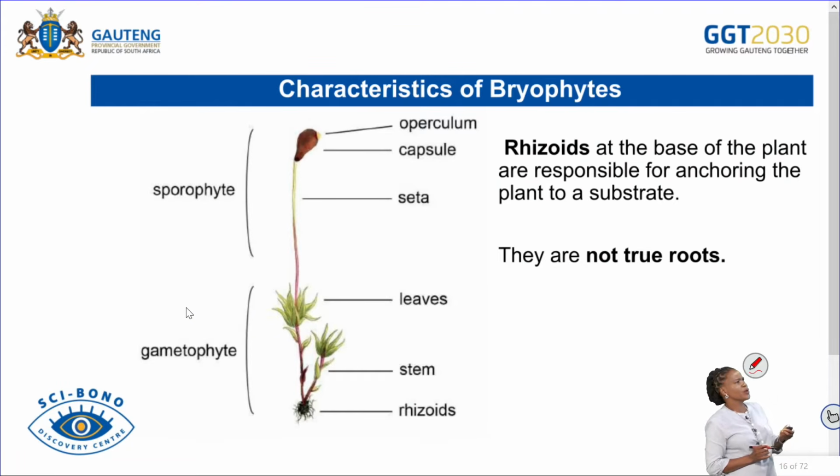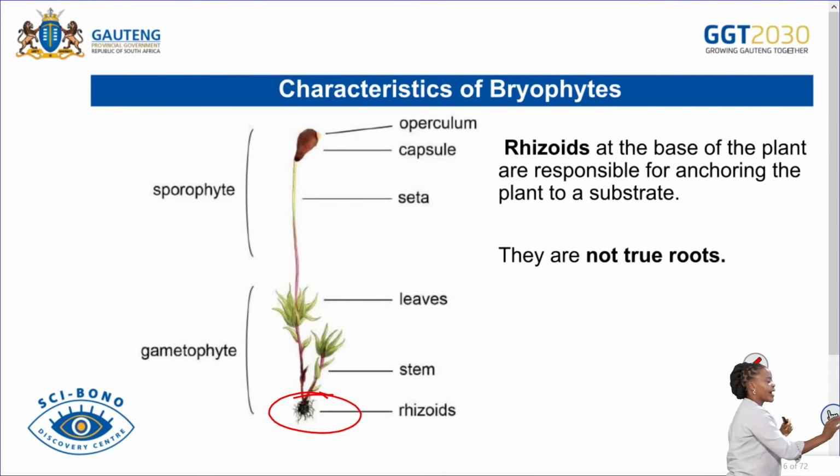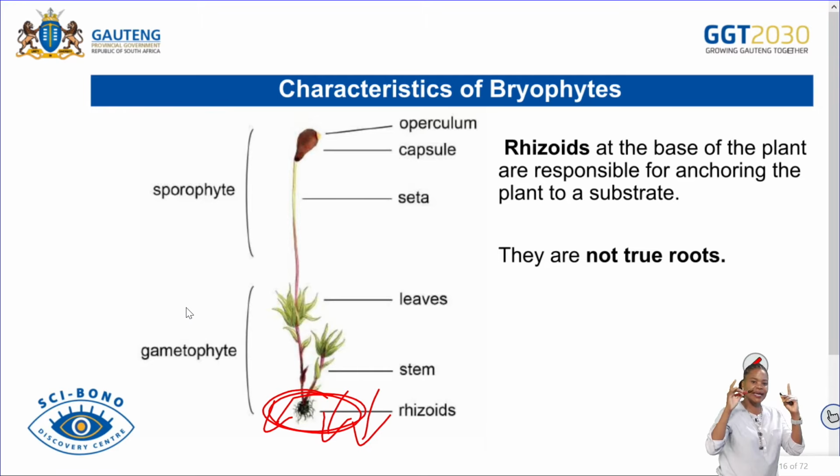Now, still continuing with the characteristics of the moss, the rhizoids are at the base of the plants. Remember I said the rhizoids are the false roots. We know that in most plants, the roots are at the base of the plant body. Now the rhizoids are at the base of the plant. Why are they at the base? So that they can anchor the plant firmly on the substrate.